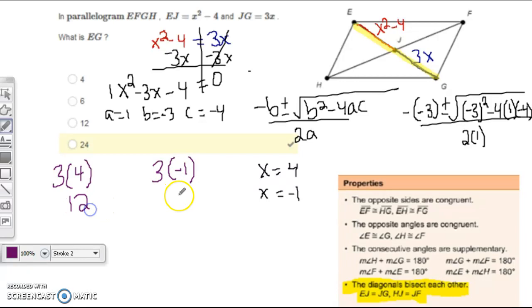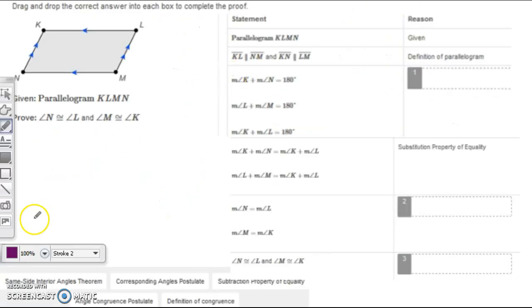All right, so 3 times 4 is 12. 3 times negative 1 is negative 3. Well, you can't have length JG be negative 3 units. That just doesn't make sense. You can't have negative lengths. So this would be positive 12, which means this one is also positive 12. So the whole thing, if you add it together, is 24 units long. Let's try the next one.